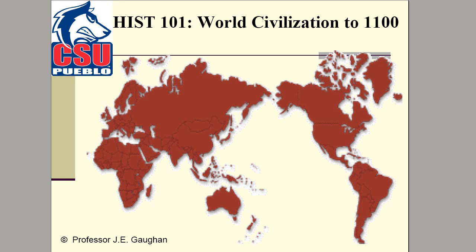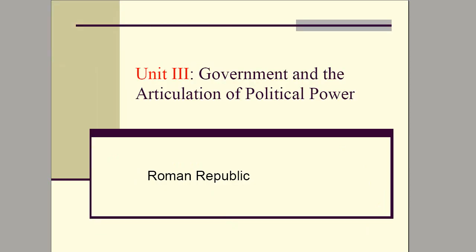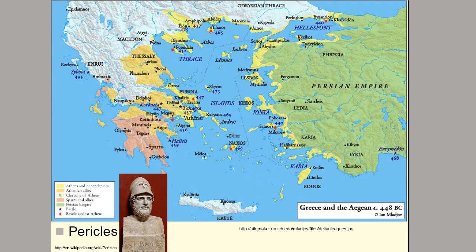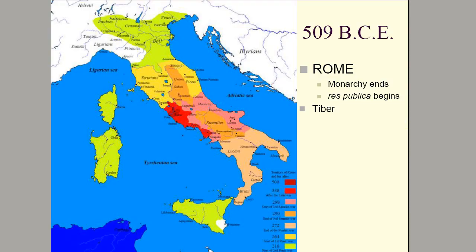We are in Unit 3, Government and the Articulation of Political Power, and today we're talking about the Roman Republic. The Roman Republic came into being about 50 years after the conquests of Cyrus the Great and the creation of the Achaemenid Persian Empire, and about 50 years before Pericles was the dominant statesman in Athens.